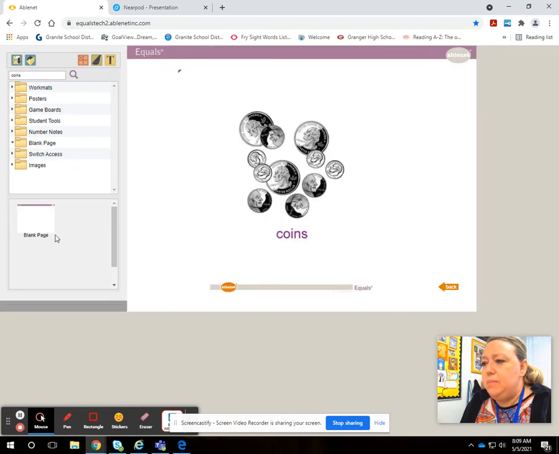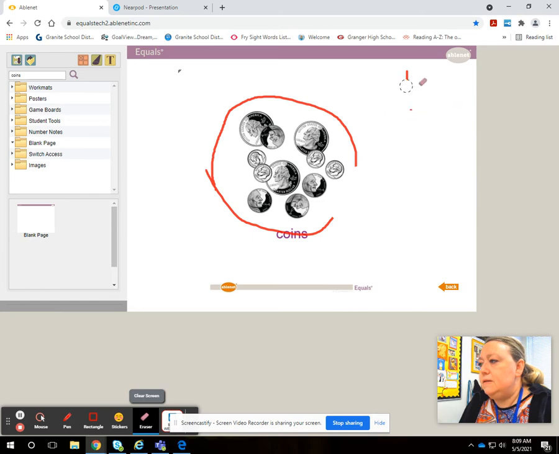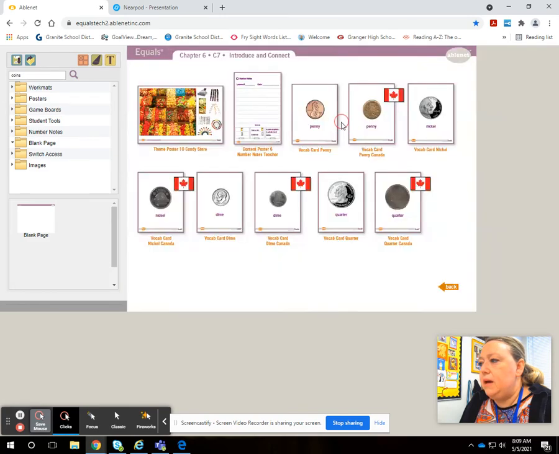I want my blank page back. We're going to, oh, whoops. That's what I need to do is just delete, don't I? Eraser. So we have a few different coins. Let me just try to go back this way.